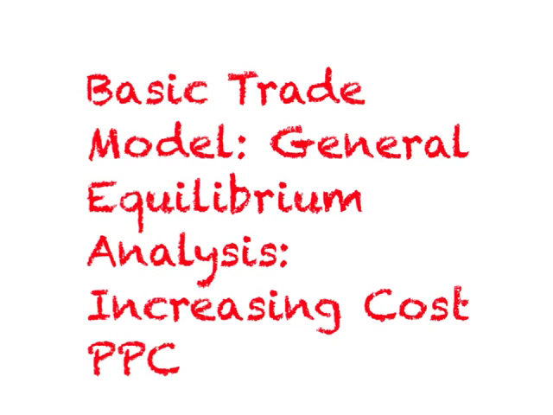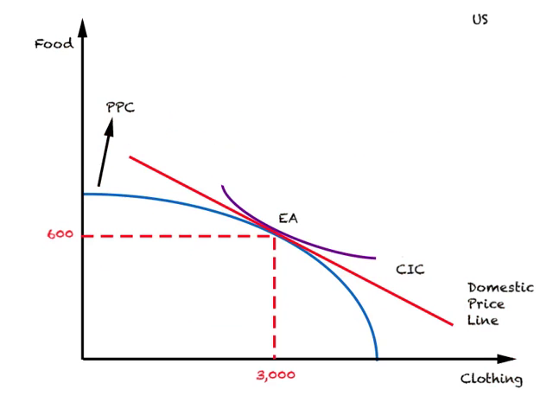Let us continue our discussion of general equilibrium analysis of basic trade model. In the previous lecture, we had looked at constant cost PPC, and now we'll look at increasing cost PPC in the case of two goods.